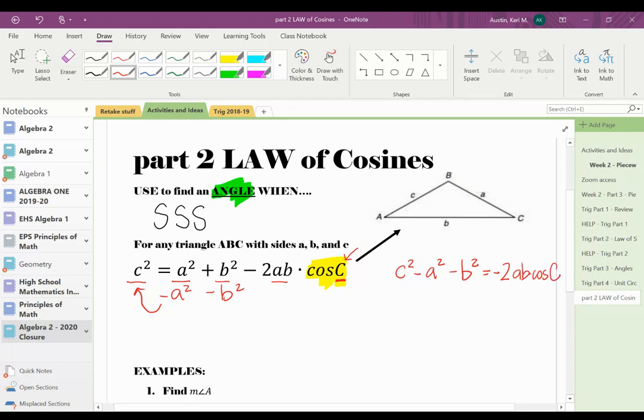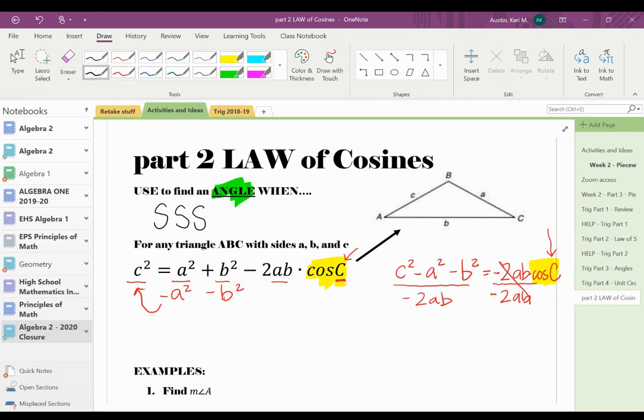I'm trying to get this alone. Well, that's being multiplied by negative 2ab, so I'm going to divide. That'll wipe that out. I'm going to divide by negative 2ab. And now you have this, the angle, which is what you're looking for, all by itself, so you won't have to rearrange when you're solving the problem.